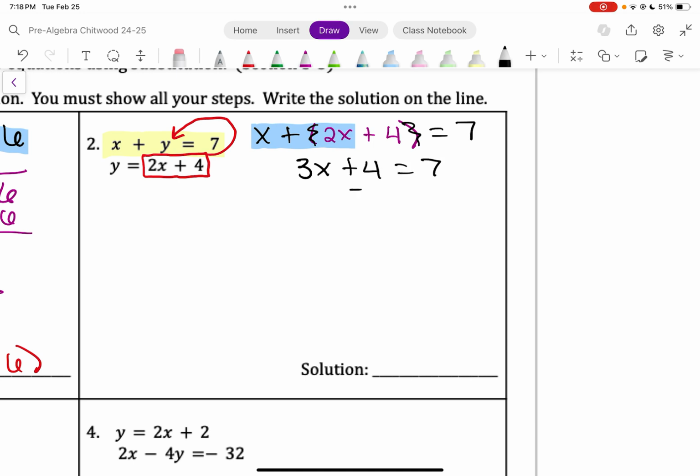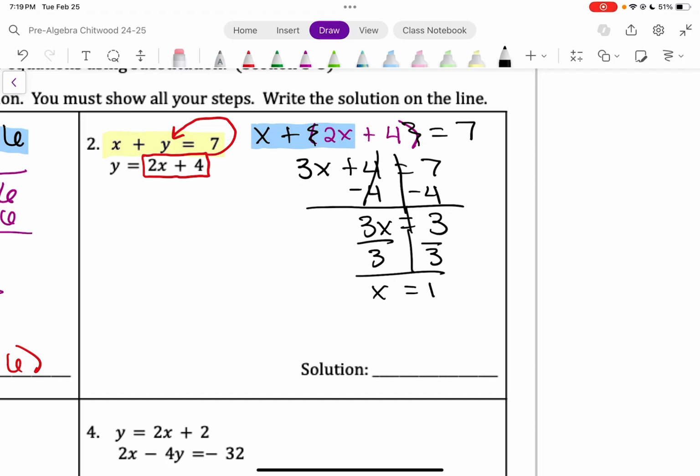Then I can subtract 4 from both sides. Again, the goal is to get x by itself, your variable by itself. That cancels out. I get 3x equals 3. Now that my constants are on the right side, I can divide by the coefficient. So I divide by 3, and I get x equals 1.